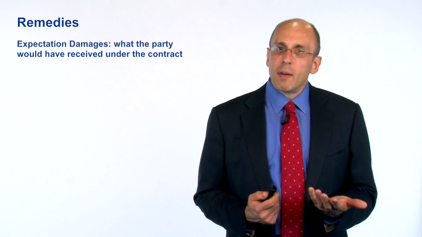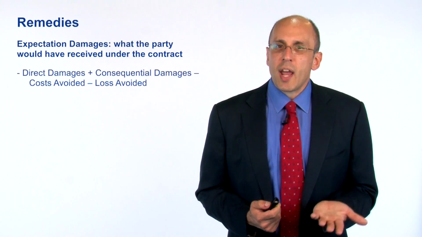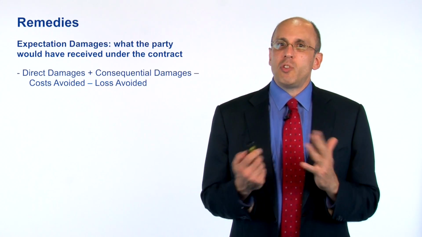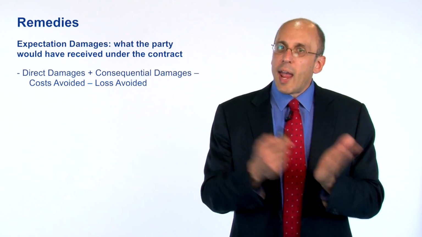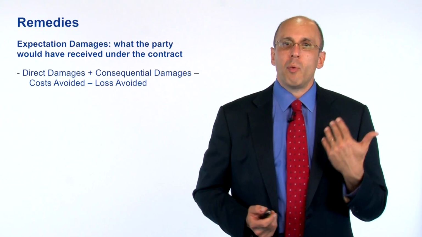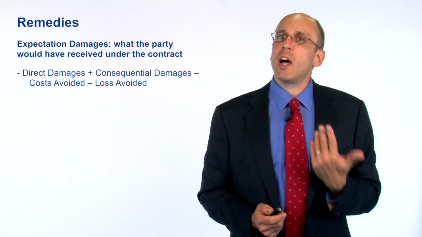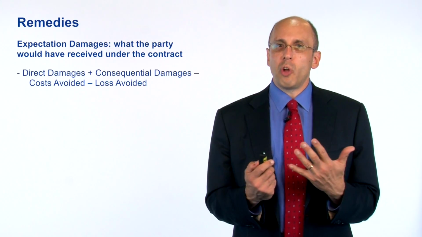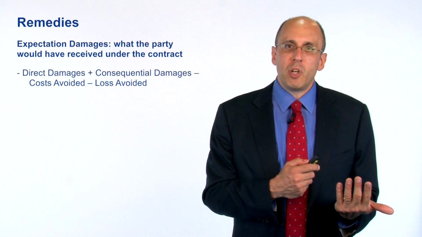So what does that mean? That means that there might be direct damages. So that would be the difference in value between the performance a party should have received and the value of the performance that the party actually received. So that would be direct damages. Then there might be consequential damages. So those are losses that result from other transactions that are dependent upon the breached contract.